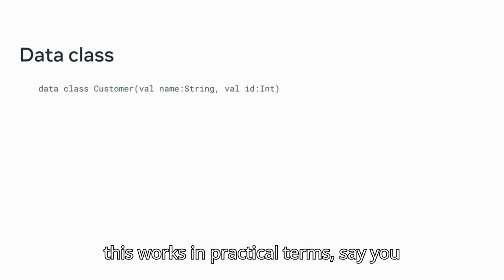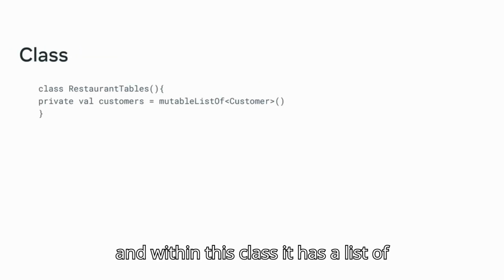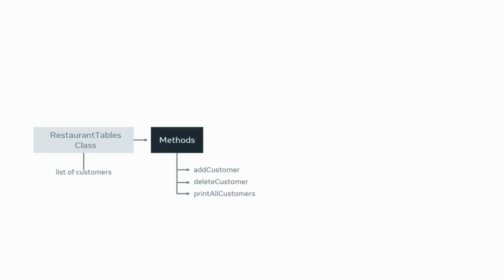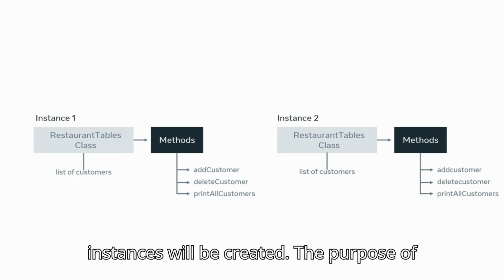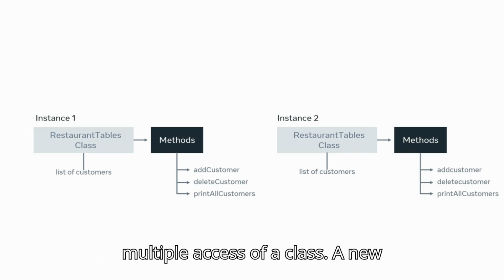As an example of how this works in practical terms, say you have a data class called customer. The class called restaurant tables is created, and within this class, it has a list of customers and three methods: add customer, delete customer, and print all customers. In the main function of the program, two instances will be created. The purpose of having two instances is to simulate the multiple access of a class.